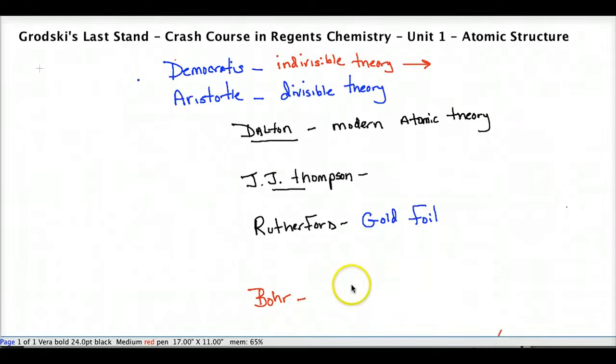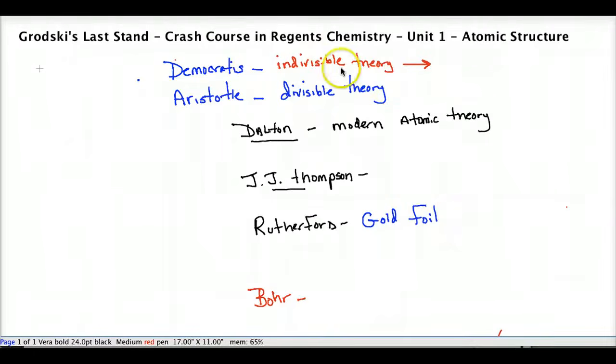This is the first installment of Grodsky's Last Stand, the crash course in chemistry, Unit 1, Atomic Structure. I'm going in the order of how these questions appear on the New York State Regents, and I'm covering exclusively New York State Regents material. This is designed for you to review the course, not outside of what your teacher is doing, if I'm not your teacher. But this may prove to be helpful in your review, so let's go.